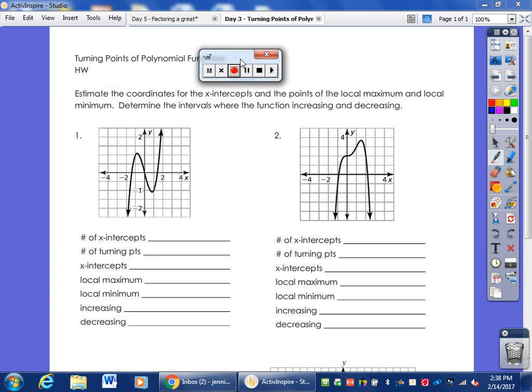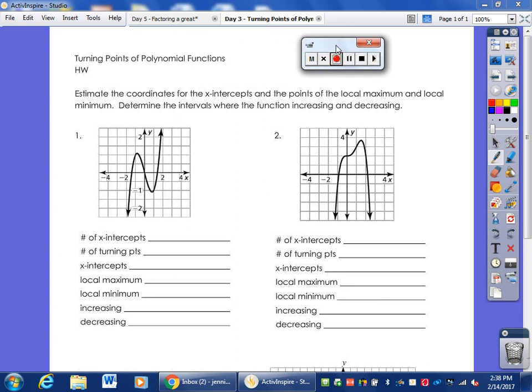Today you learned about how to figure out the turning points of the polynomial function and what turning points are. Okay, so in number one, we want to fill in all of the information about the graphs that we have here.